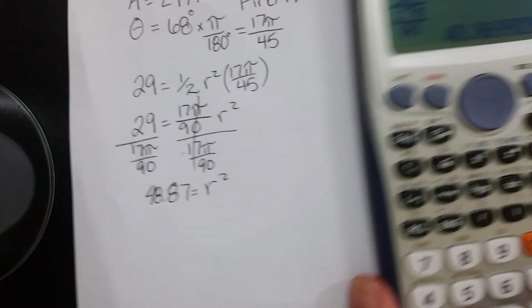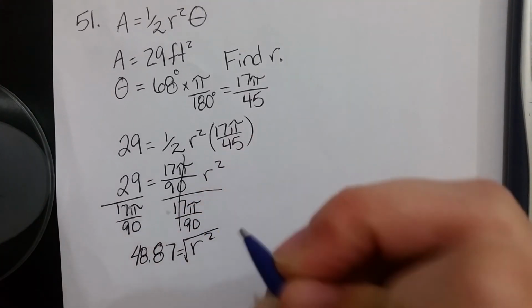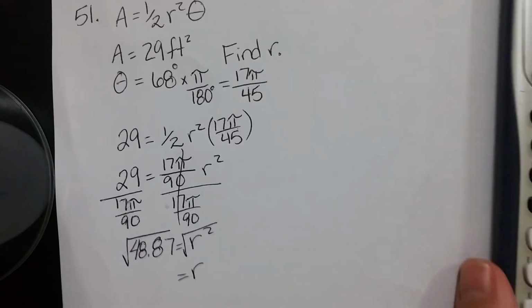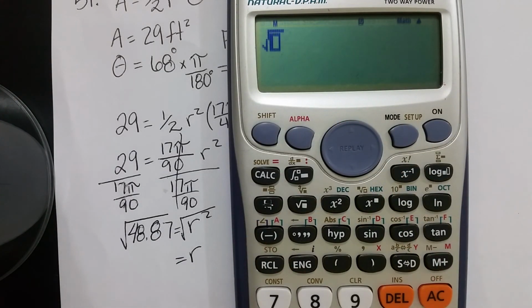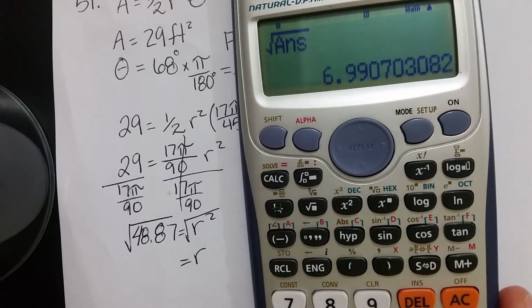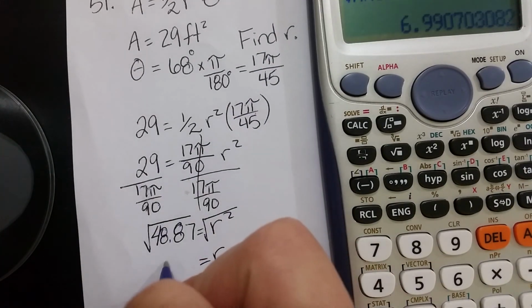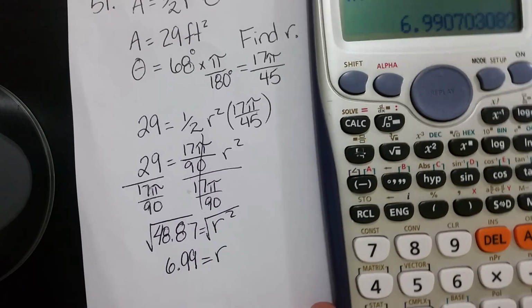And so to solve for this, we're going to have to square root both sides. And so to be honest, I recommend you just save this in your calculator and just sort of square root the answer you had before. And it's 6.99, or you could say approximately 7. Okay.